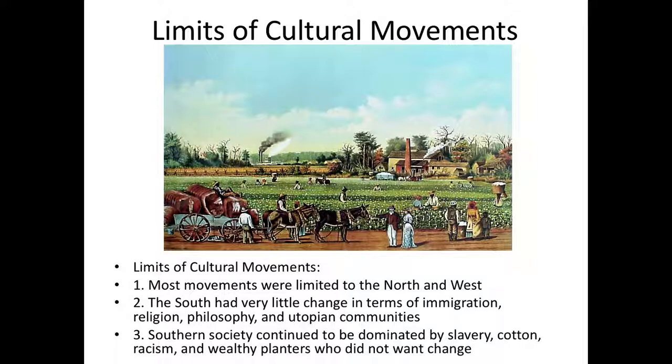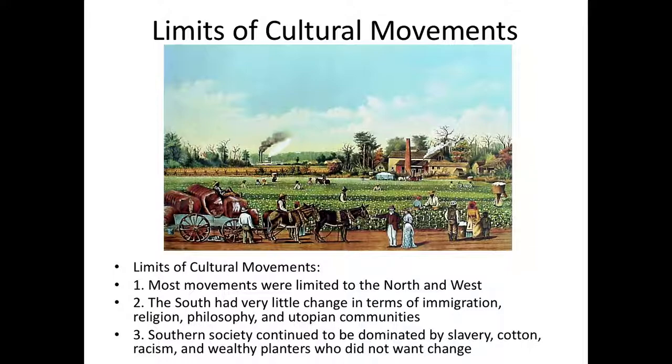So in the South, during all these cultural movements, the South is going to continue to be dominated by slavery. It's going to continue to be economically dominated by cotton production. And again, the cotton is being produced not entirely by slaves, but largely by slaves. Even if you did not own slaves, you still supported slavery largely due to racist ideologies. White supremacy was very strong in the South during this time.